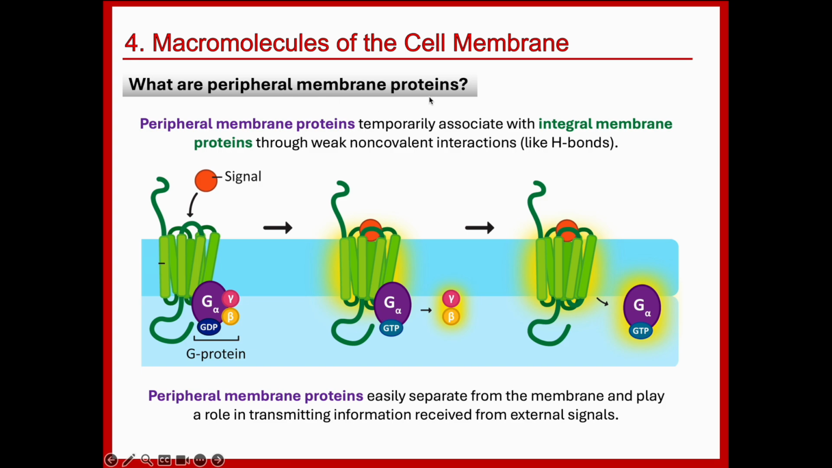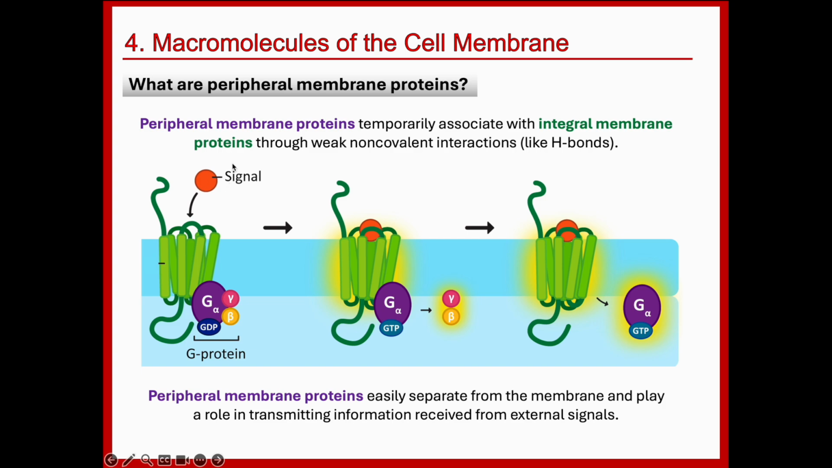What are peripheral membrane proteins? These peripheral membrane proteins, look at these G proteins over here. They are temporarily associated with the integral membrane protein. In green here, you see an integral membrane protein across the membrane, and the peripheral membrane proteins just on one side. They form non-covalent interactions like hydrogen bonds, which means they could easily detach.